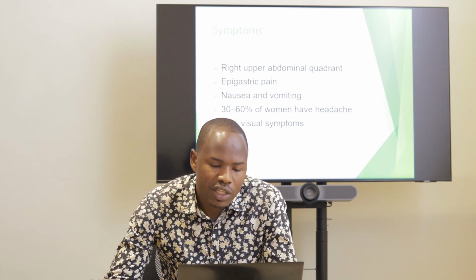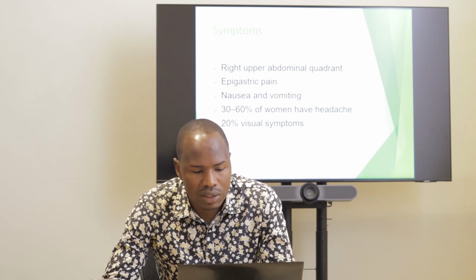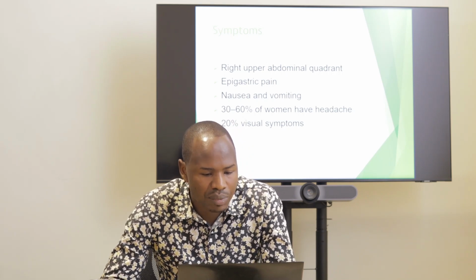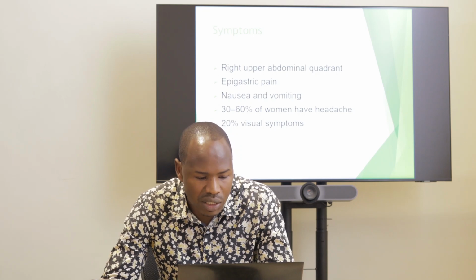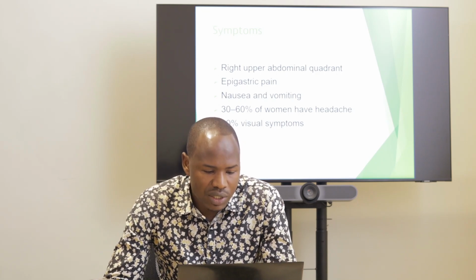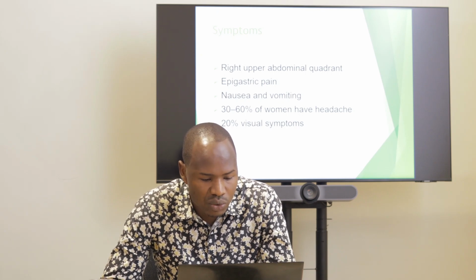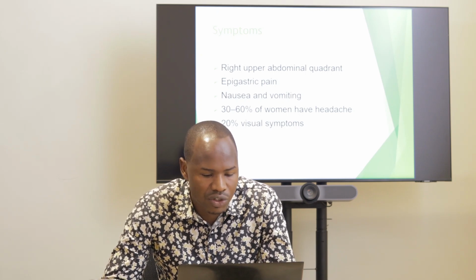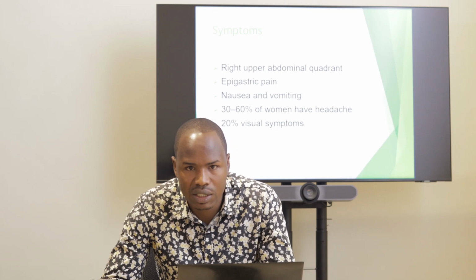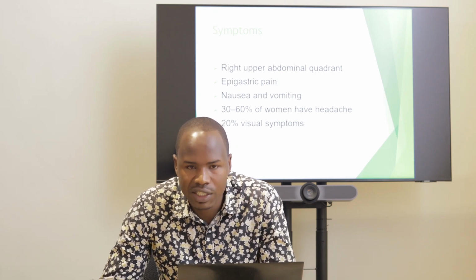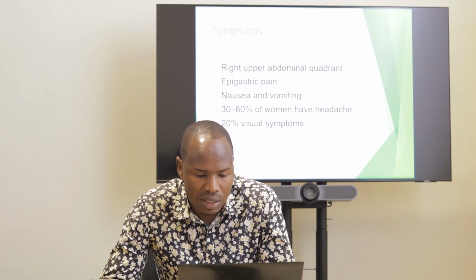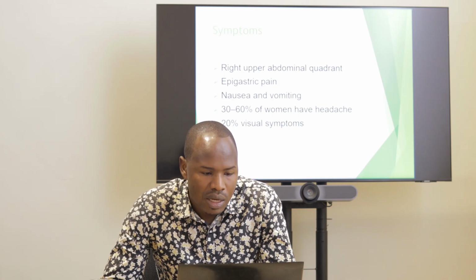The symptoms of this HELLP syndrome are right upper quadrant pain, epigastric pain, nausea and vomiting, where 30 to 60% of women have headache and 20% have visual symptoms like seeing flashing lights.